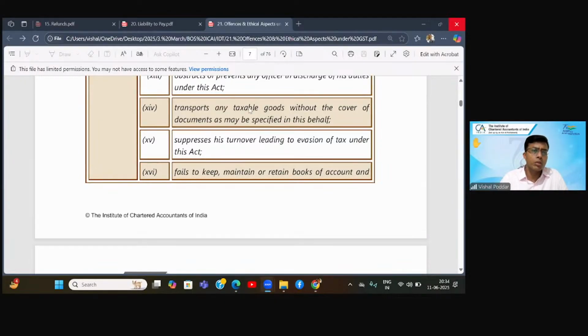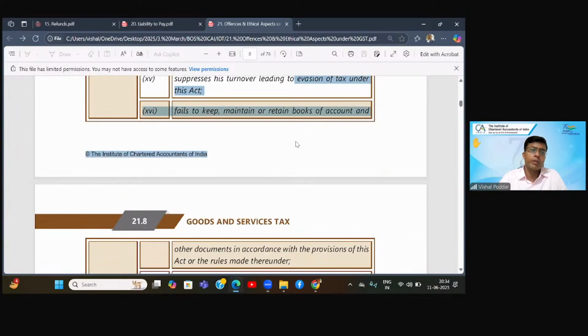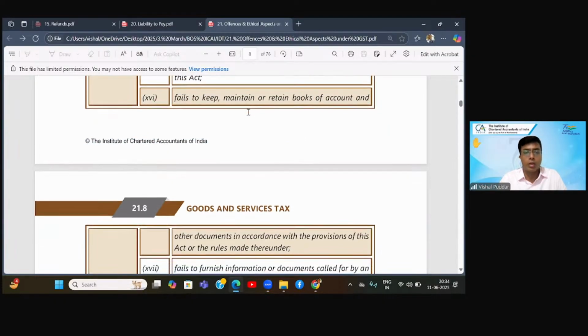See, consignment note is something different, beta. Next, suppresses his turnover leading to evasion of tax. So everything is correct, but while reporting, you have reported the turnover less.